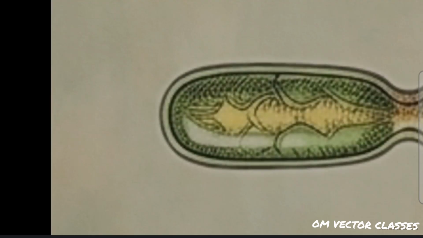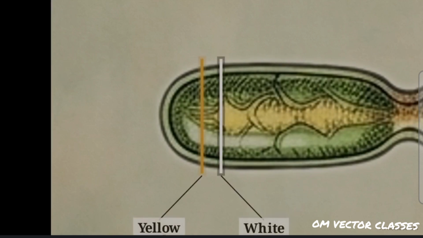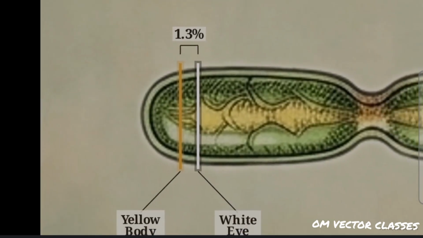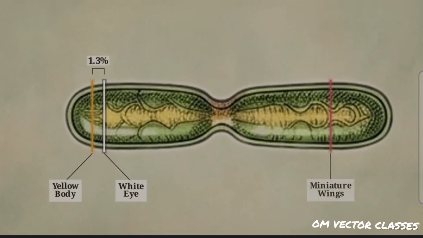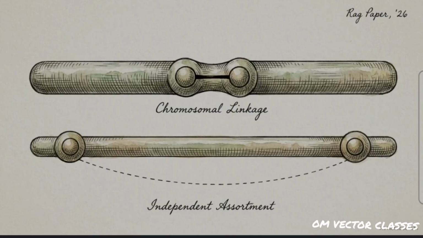This linear map plots Morgan's fruit fly data. Yellow body and white eye genes show a 1.3% recombination rate, sitting tightly together. Contrast this with white eyes and miniature wings, exhibiting a 37% rate, meaning a large physical gap. This revealed a defining physical rule. The strength of genetic linkage is strictly inversely proportional to the physical distance between the loci.